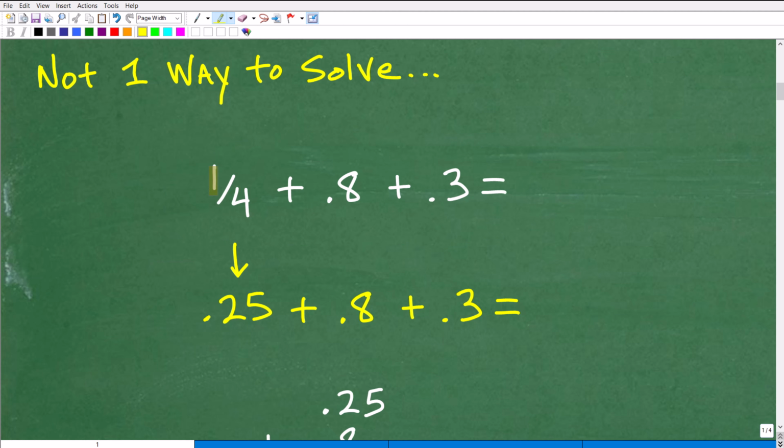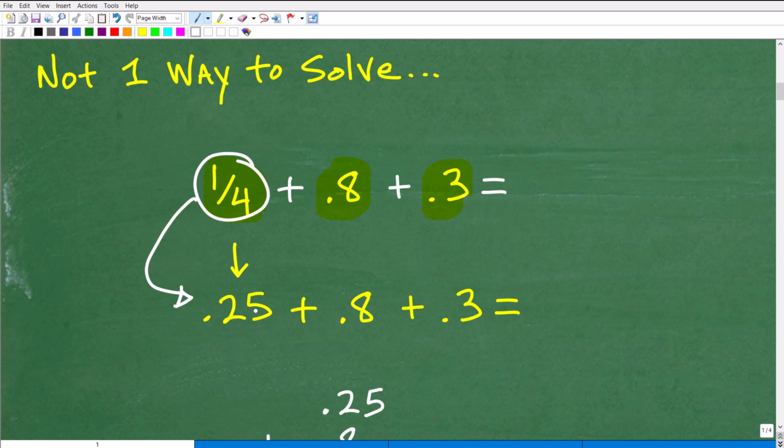So here I have a fraction, 1/4, plus two decimals, 0.8 plus 0.3. So you might be saying to yourself, there's two decimals here. So there's more decimals than fractions. Let me go ahead and take this fraction and turn this into a decimal, okay? So 1/4 as a decimal is 0.25.